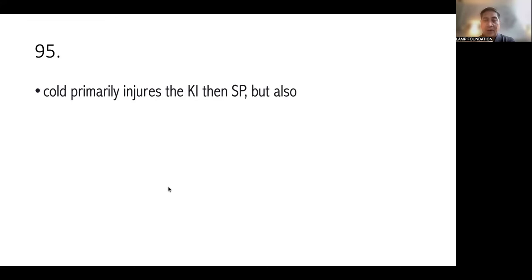Okay. Kanina we talked about cold primarily injuring the kidney and spleen, yung first 2 organs. But it will also affect what organs? The lungs. Actually, ang lungs, madaling maano ng dryness. No? Stomach, heart, intestines, and uterus.